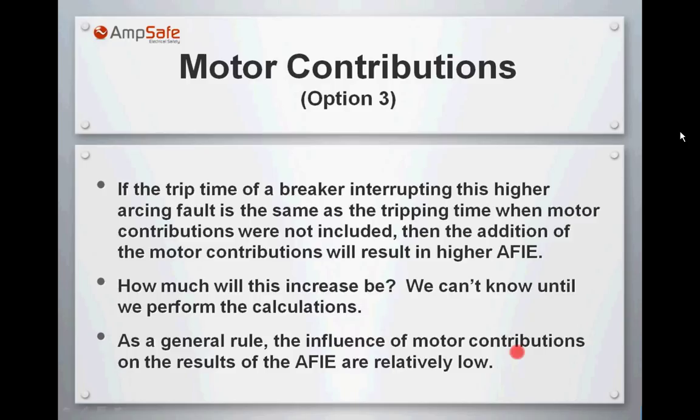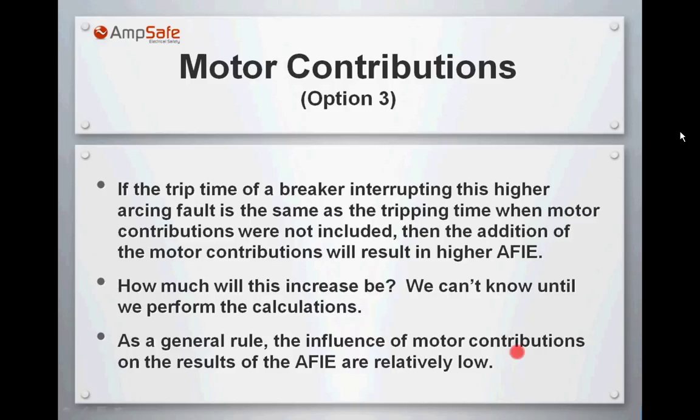We would be interested to know, for example, if we consider the additional arcing current due to the contribution of motors, whether we could jump from one PPE category requirement to a higher one. That would be an interesting question. We're going to analyze that. If it is, I think that you should consider having the motor contributions in the system.